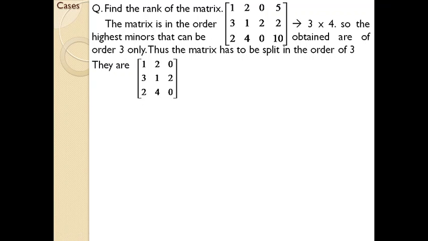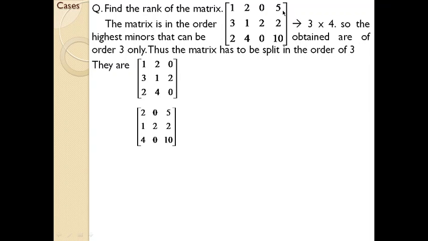So you have selected one part of the matrix, and how are we going to select the second part? Second part means you have to cover all the numbers by splitting this entire matrix. So you have split it into one part, and the second part will be 2 0 5, 1 2 2, 4 0 10. The concept is you have to include all the numbers of the rectangular matrix in these two matrices. So first you select 1 2 0, 3 1 2, 2 4 0. So you got a matrix of the order 3 into 3. But we have skipped 5, 2, 10.